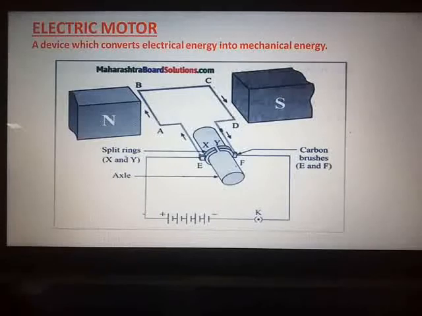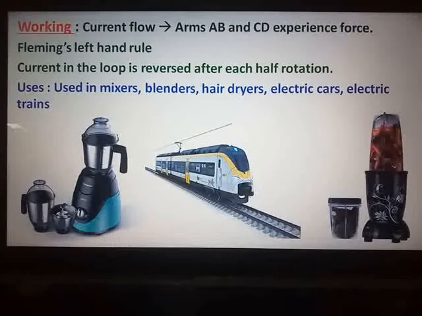This way I have explained to you about the working in a very simple way. Now you have heard about the uses of electric motor. It is used in n number of devices. It is used in mixers, electric trains, electric cars, hair dryers, refrigerators, washing machines, tape recorders, electric lifts, and so many places the electric motor is used.